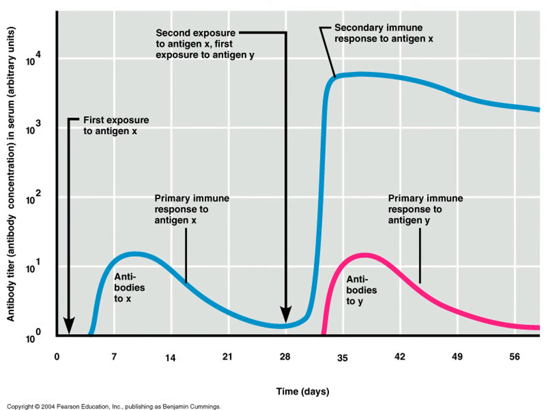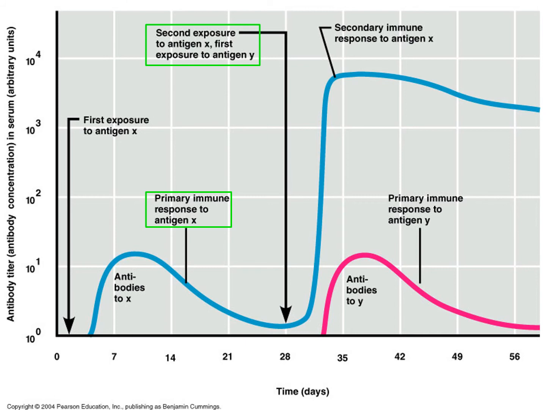So here what I want to show you is basically a graph of a primary response and a secondary response. And so what's the first thing that happens? You get your first exposure to a particular antigen. You produce antibodies to that antigen as part of your primary immune response.